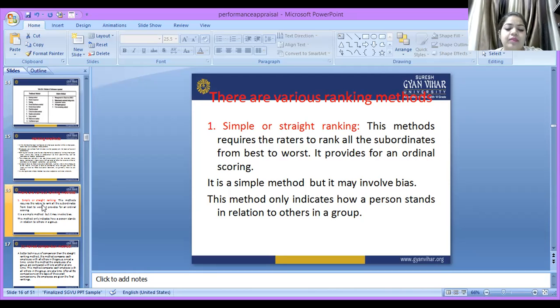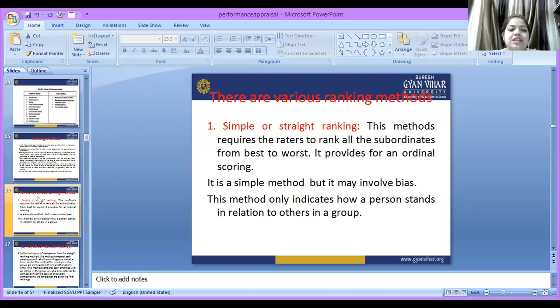So it is not necessary that always the same person is in the top position. It is not like that, because it is a simple method, or maybe sometimes the manager may involve bias, you can see favoritism bias between the employees. So this method only indicates how a person stands in relation to others in a group, because through this method we can easily compare the person and analyze where they stand, what their relation is with the rest of the group.